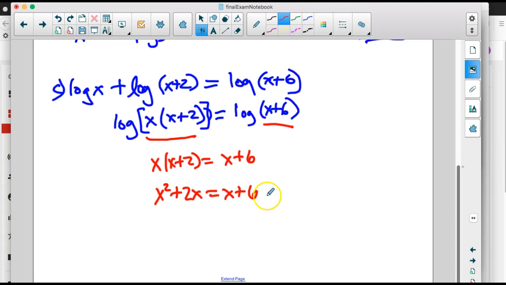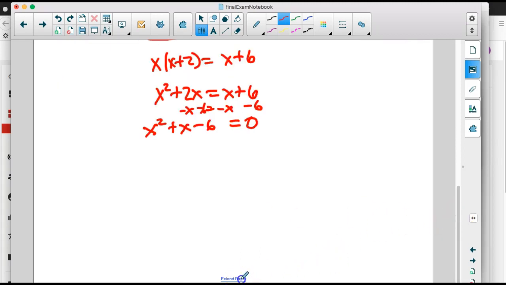We have a quadratic function here, so we're going to have to factor or use the quadratic formula, but we need to have 0 on one side. So we're going to place 0 here. I'm going to subtract x from both sides, and I'm going to subtract 6 from both sides. So when I do that, I get x squared plus x minus 6. And that does factor relatively easy.